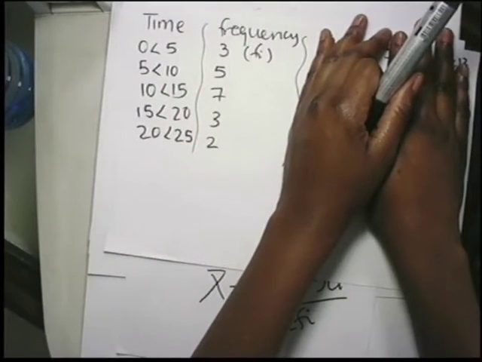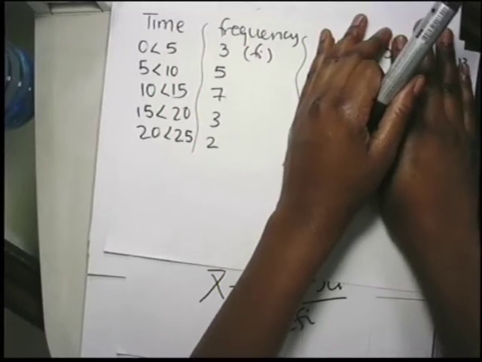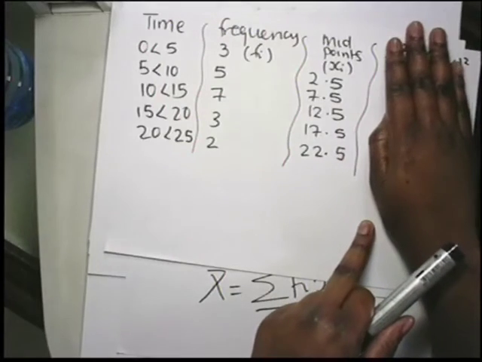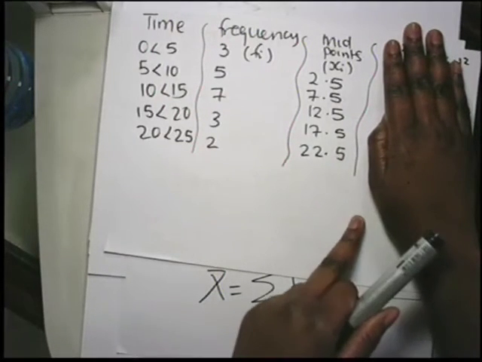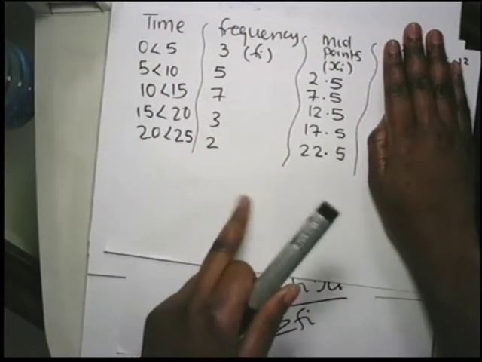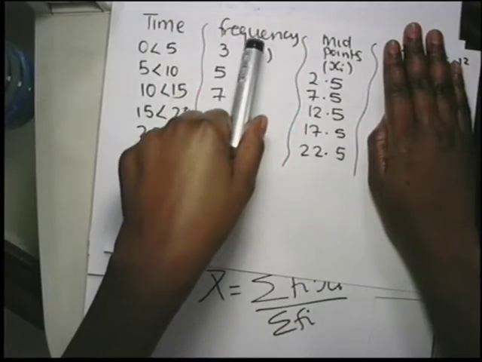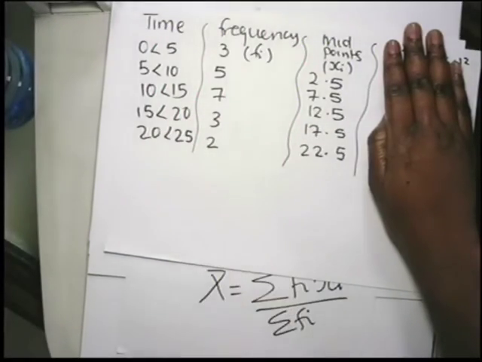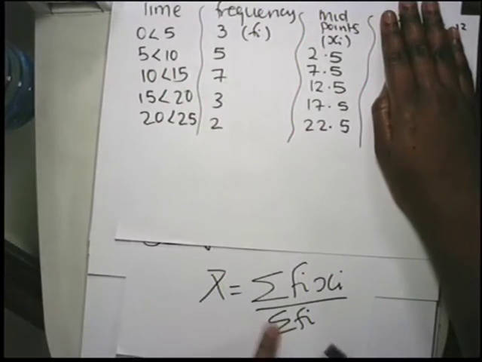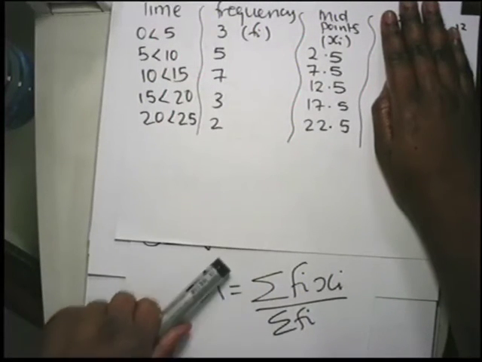So what you need to do is to look at your formulas. For the mean, you will need midpoints. Then you have to add the column of midpoints. Then you will need another column where you are going to multiply the frequency and the midpoint so that you calculate the mean as shown down here.